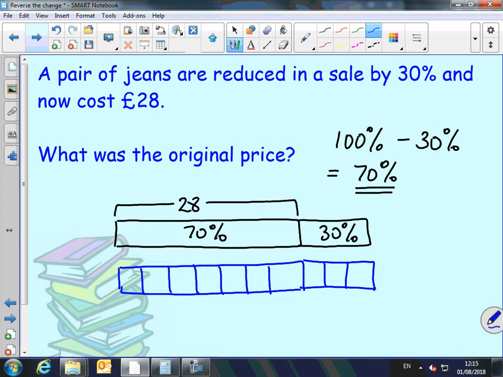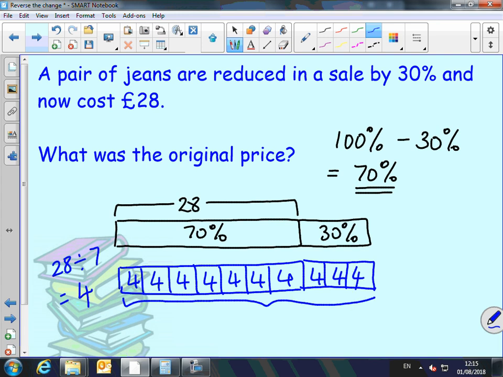So to work out how much is in each of those boxes, we would say 28 divided by 7, which would give you 4. So each section here is worth 4. So your original value would be all of this here, which would be 10 times 4, which indeed is equal to £40.